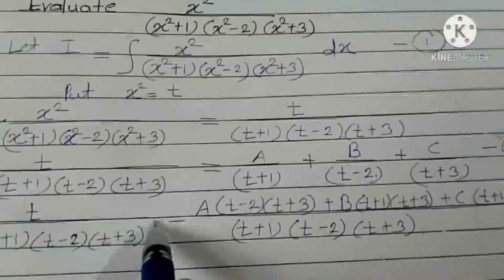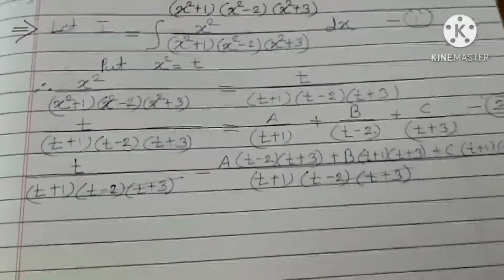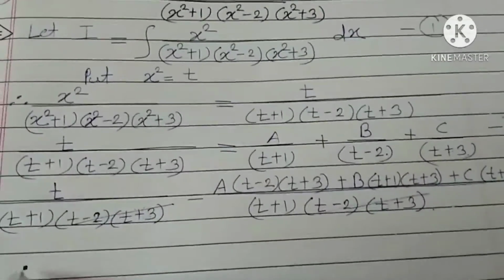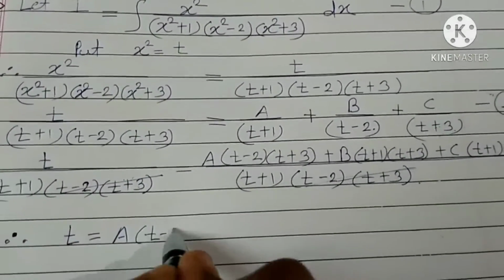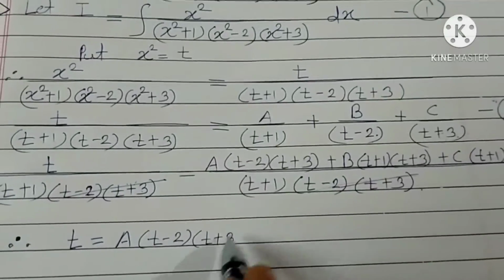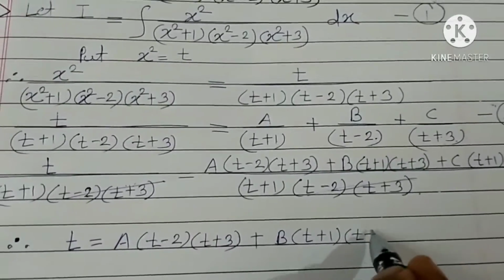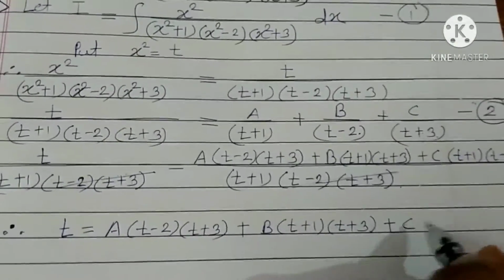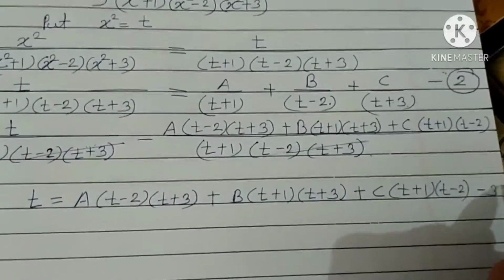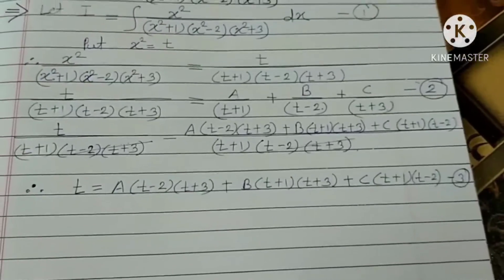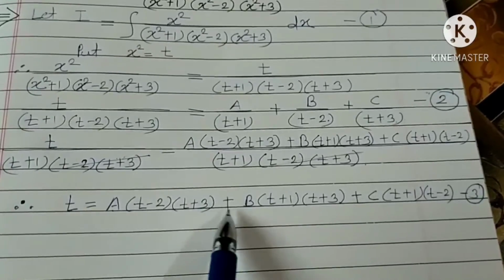Okay, now this is common, so the denominator gets cancelled and here we get, therefore t is equal to A into (t minus 2)(t plus 3) plus B into (t plus 1)(t plus 3) plus C into (t plus 1)(t minus 2), and give it equation third. Okay, now here we want to find values of these three unknowns A, B, C.